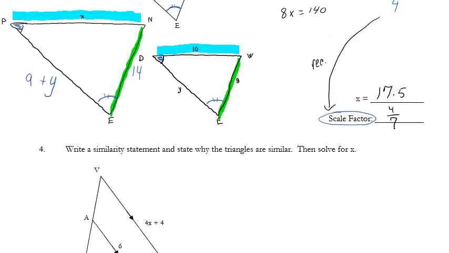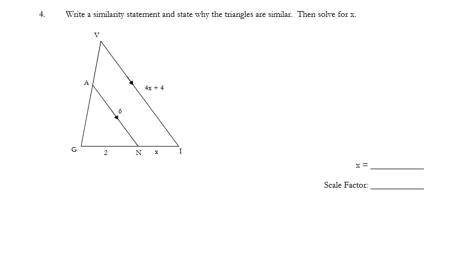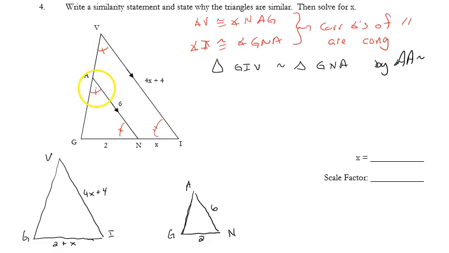Along those same lines, I want you guys to try number 4. Go ahead, press pause, and try to do the whole thing. When you're done, unpause to check your work. So in this case, angle V and angle NAG are congruent. Angle I and angle GNA are congruent because they're corresponding angles of parallel sides. So I said that triangle GIV, the big triangle, is similar to triangle GNA, the small triangle, by angle-angle similarity. Use that to set up your proportions and solve.